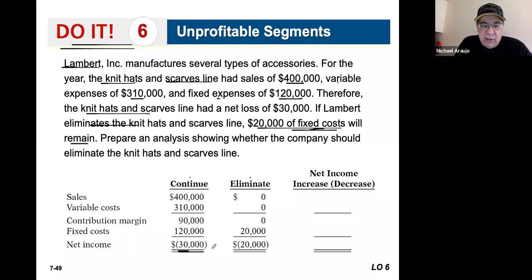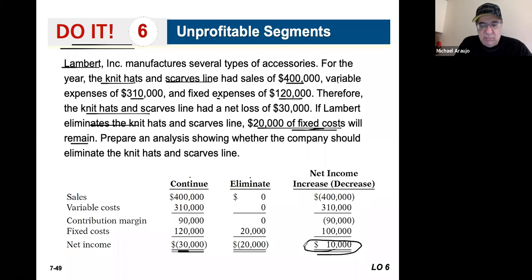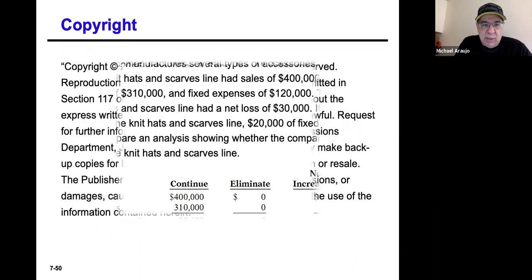But losing $20,000 is better than losing $30,000, because ultimately that means that additional $10,000 would be added to the profit of the company. Right? If your costs are lower, that contributes to your net income. So in essence, if they eliminate, they would lose money, but they would lose less money. And thus the additional money that they would not lose technically is the profit for the company. So in this case, they would go ahead and eliminate.